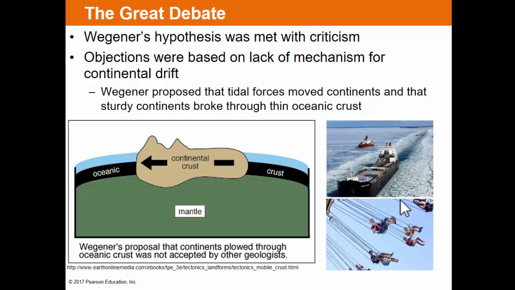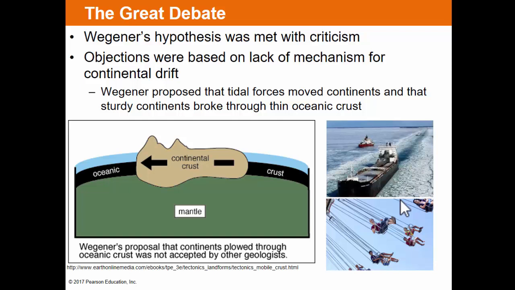Wegener's hypothesis was met with criticism. For one thing, he was a meteorologist and not a geologist. And back in those days, the Earth wasn't seen as multiple systems all interacting. So that was bad science. He was attacked because he was a meteorologist. So as opposed to attacking the science, they were attacking the scientist. But one of the major issues that we had back in the 1915, 1920s was that Wegener could not provide a good natural mechanism for continental drift.